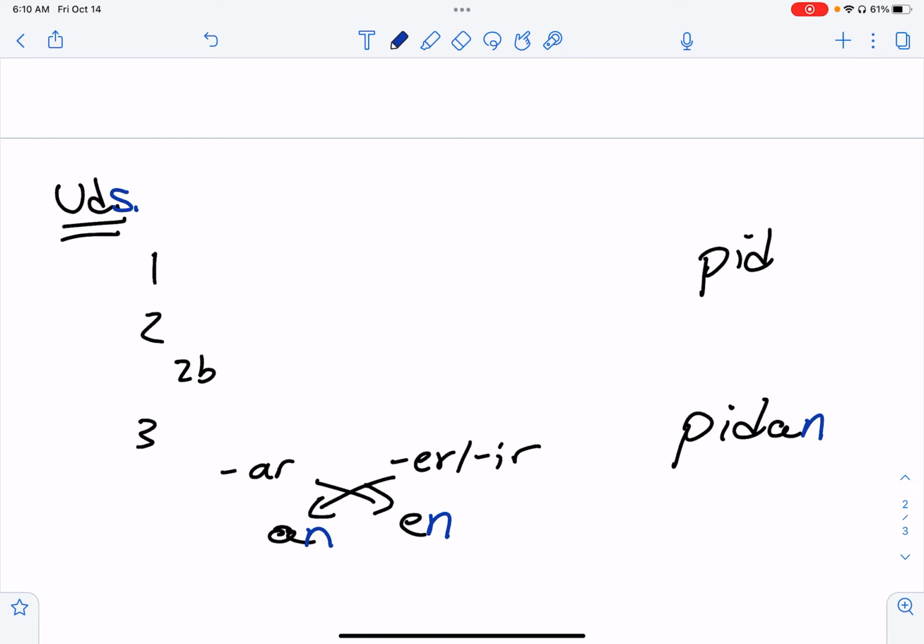And empezar, the example that we used before, we would start with empiezo, step 2 empiez, step 2b, it's a cargarzar, so change the z to a c, and your usted command ends up being empiece, and your ustedes command ends up being empiecen.